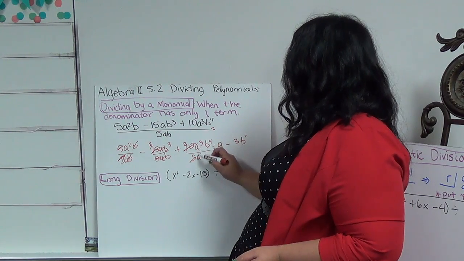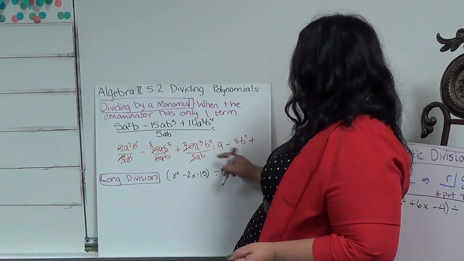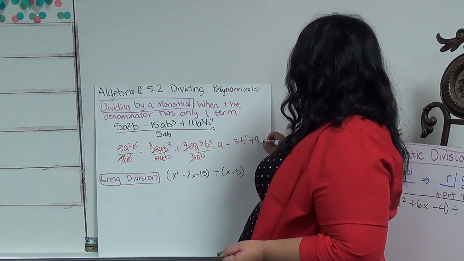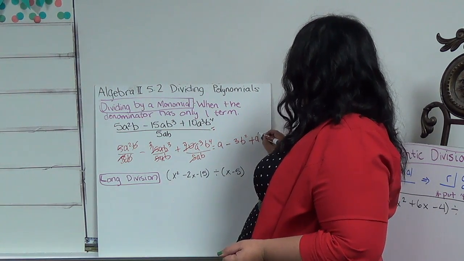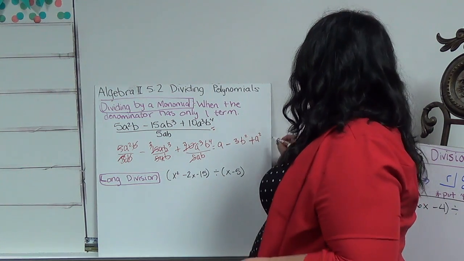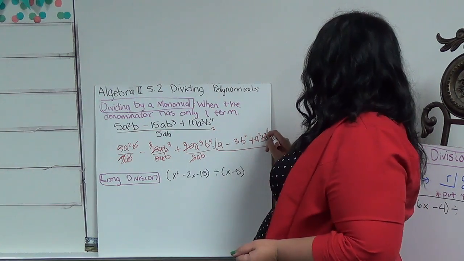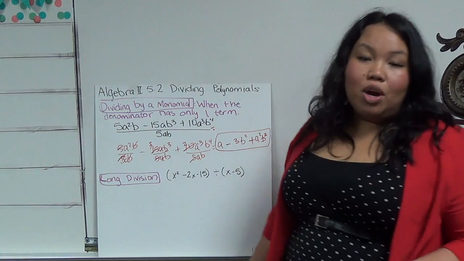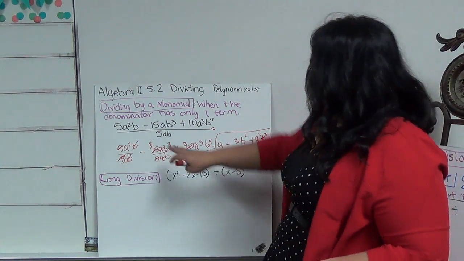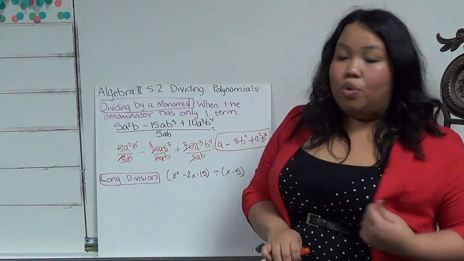And then a cubed over a gives me a to the 1, positive, so it's on top, to the 2. And then b to the 4 over b gives me b cubed. And this is my simplified monomial. So all I did was take the monomial, put it under each term, and then simplify it like I did in section 5.1.